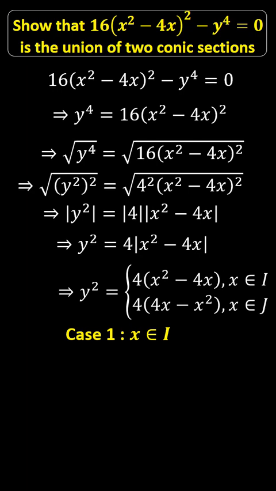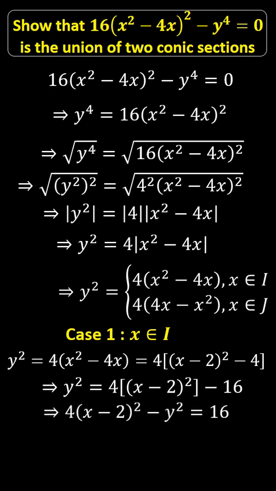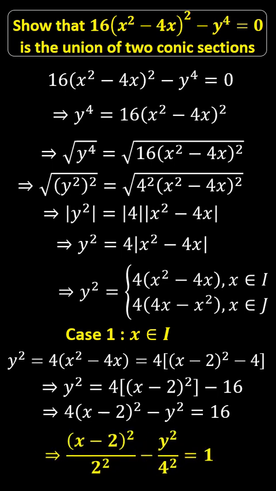All right, so x being in the interval I, it means that y squared is actually 4 times x squared minus 4x. We can complete the square on the right hand side, that is x squared minus 4x can be written as x minus 2 all squared minus 4. We distribute the 4, which is the multiple, inside, and we get 4 times x minus 2 all squared minus 16. Now we can add 16 on both sides, and we subtract y squared on both sides, and then we get this equation. We can now divide all through by 16, and then we are going to get that x minus 2 all squared divided by 2 squared minus y squared over 4 squared equals 1.